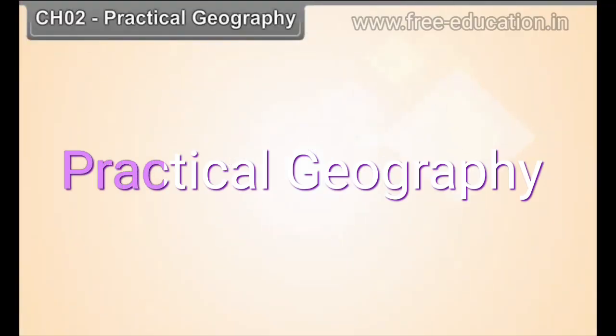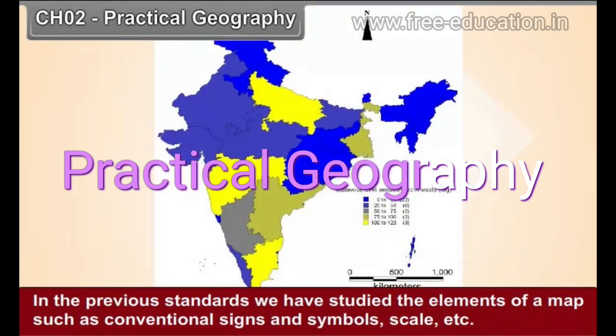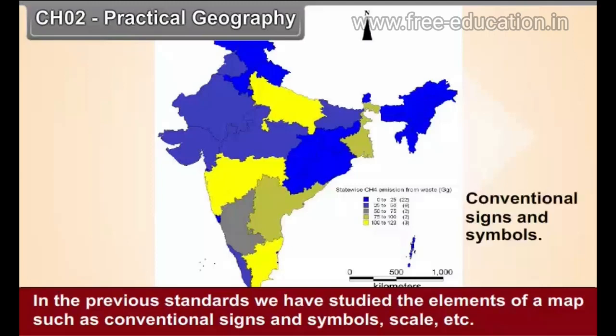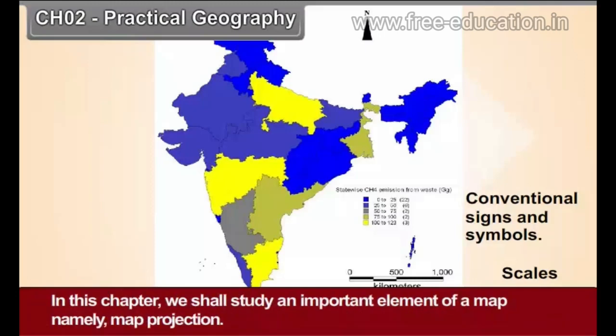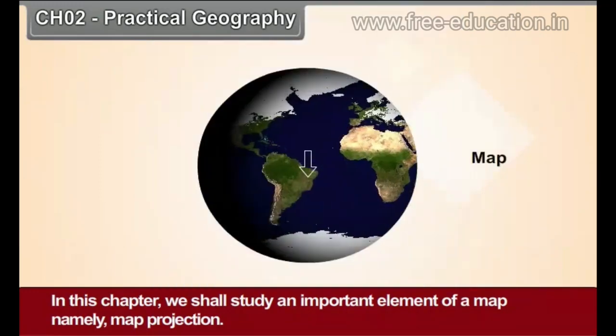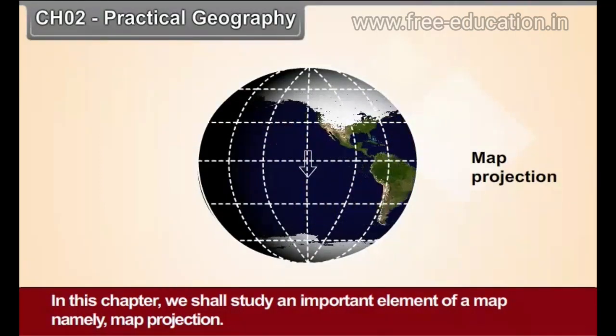Chapter 2, Practical Geography. In the previous standards, we have studied the elements of a map such as conventional signs and symbols, scale, etc. In this chapter, we shall study an important element of a map, namely map projection.